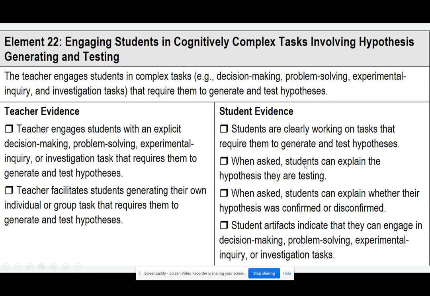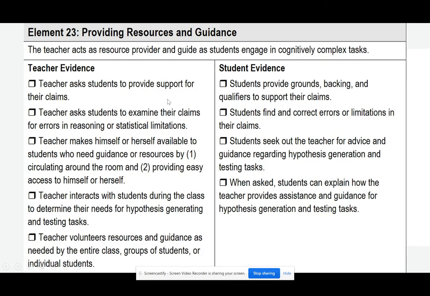And for evidence for students, an observer should be able to see that students are clearly working on tasks and explain the hypothesis they're testing. And finally, the teacher acts as a resource provider. So teachers can ask students to provide support for their claims, to examine their claims for errors, and make him or herself available to students. And students should be able to find and correct errors or limitations, seek out the teacher for advice, and explain how the teacher provides assistance and guidance.